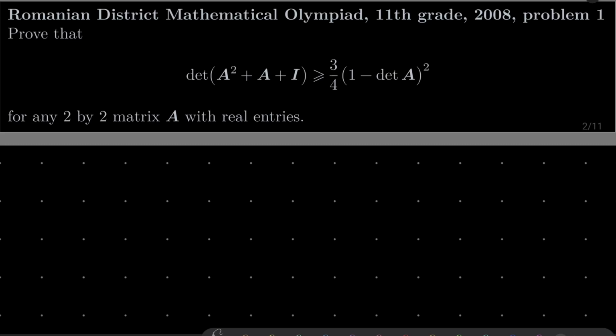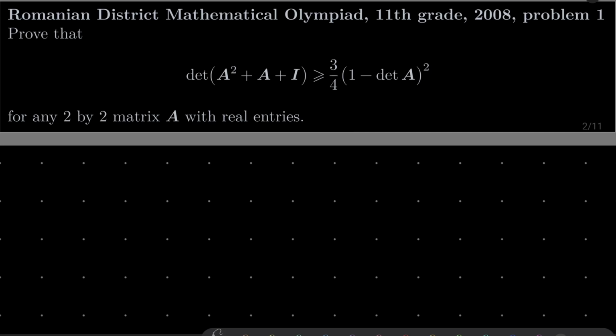Hello friends, in this video I'd like to solve the following problem from the Romanian District Mathematical Olympiad for 11th graders 2008, problem number 1. We wish to prove that the determinant of A squared plus A plus the identity matrix is greater than or equal to 3/4 times (1 minus the determinant of A) squared, for any 2 by 2 matrix A with, of course, real entries. To talk about inequalities, it's a very nice problem from linear algebra.